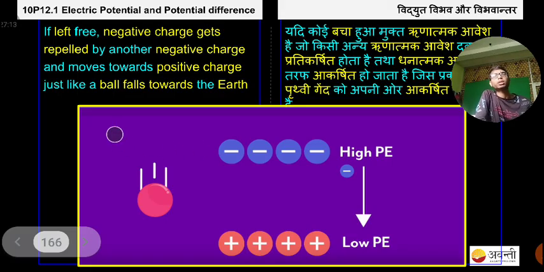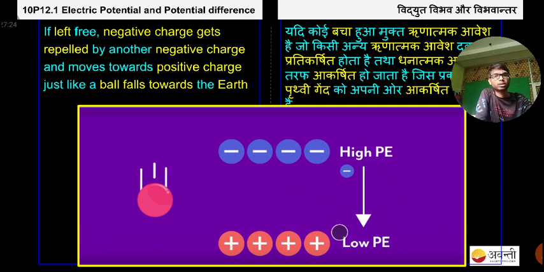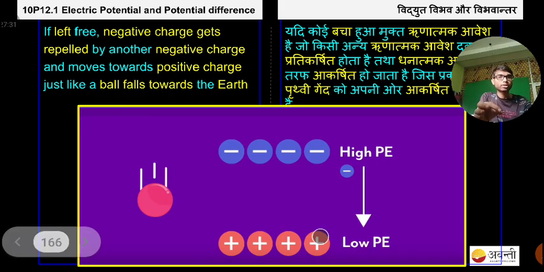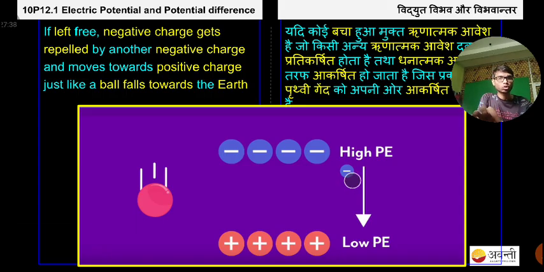Here, let's read this. If left free, a negative charge gets repelled by another negative charge, because both are the same, so both will repel each other. Now here we have a plus, and the two are different, so both will attract each other, as we know. Here we can see there is a height between them, so at this point it is gaining more potential energy.